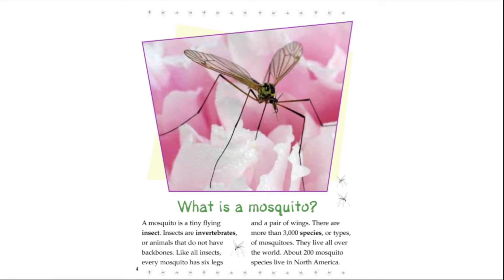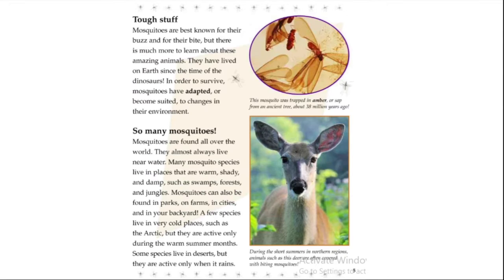What is a mosquito? A mosquito is a tiny flying insect. Insects are invertebrates, or animals that do not have backbones. Like all insects, every mosquito has 6 legs and a pair of wings. There are more than 3,000 species, or types, of mosquitoes. They live all over the world. About 200 mosquito species live in North America.